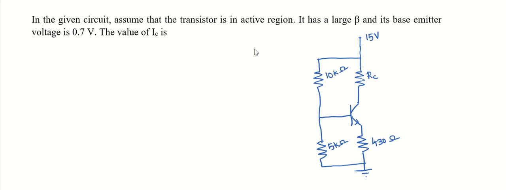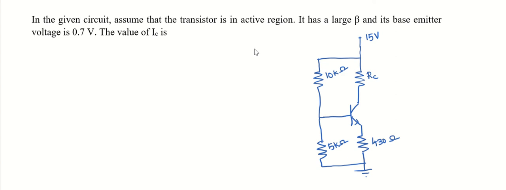The next question is, in the given circuit, assume that the transistor is in active region. It has a large beta and its base emitter voltage is 0.7. The value of IC here is. So we have to find the collector current in the given circuit. So if we have RC, we can directly find the IC value, but it is not given. So we have to find in the other way.